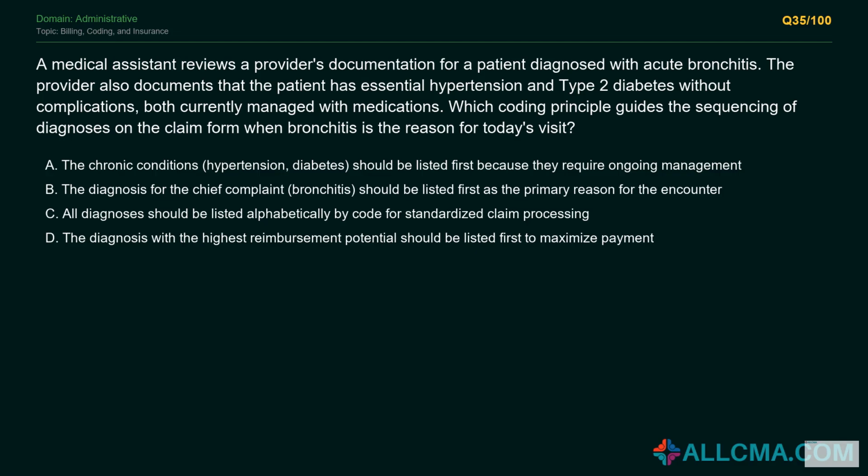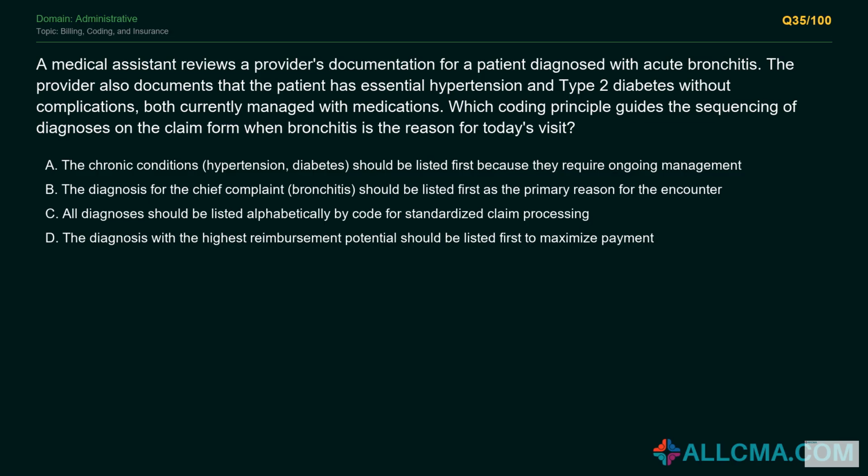Question 35. A medical assistant reviews a provider's documentation for a patient diagnosed with acute bronchitis. The provider also documents that the patient has essential hypertension and type 2 diabetes without complications, both currently managed with medications. Which coding principle guides the sequencing of diagnoses on the claim form when bronchitis is the reason for today's visit?